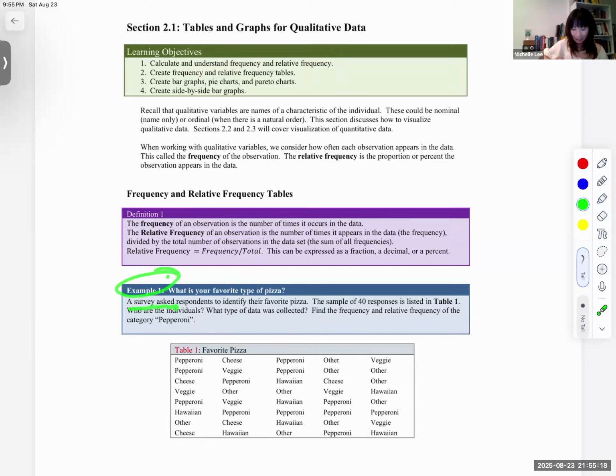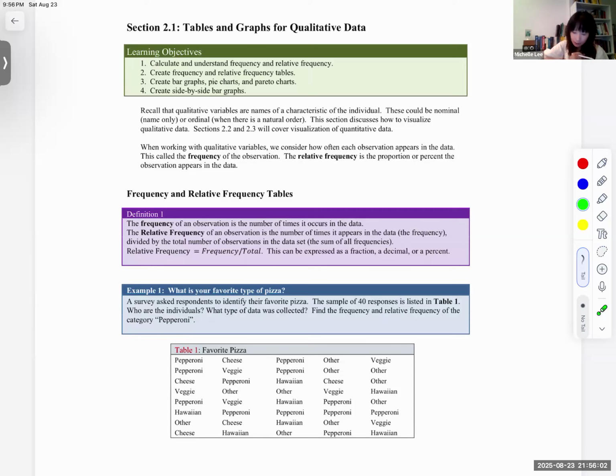A survey asked respondents to identify their favorite pizza. The sample of 40 responses is listed in Table 1. This is Table 1. Who are the individuals? What type of data was collected? Find the frequency and relative frequency of the category pepperoni. Yeah? Okay. So can you please think about the 3 questions for now? And let's go over them together.